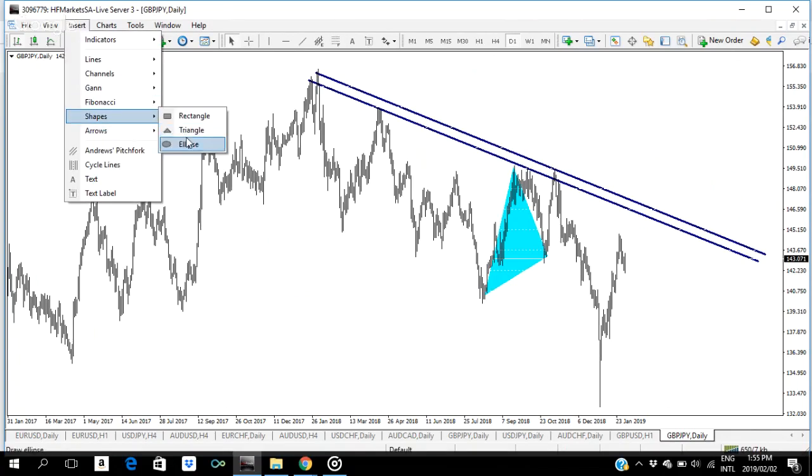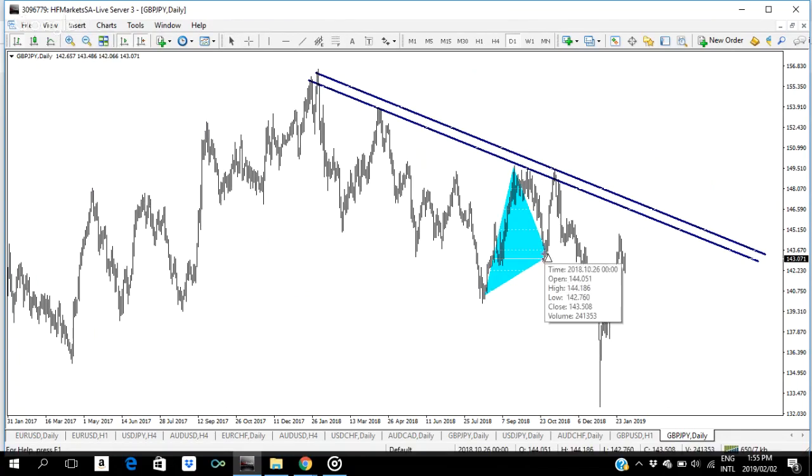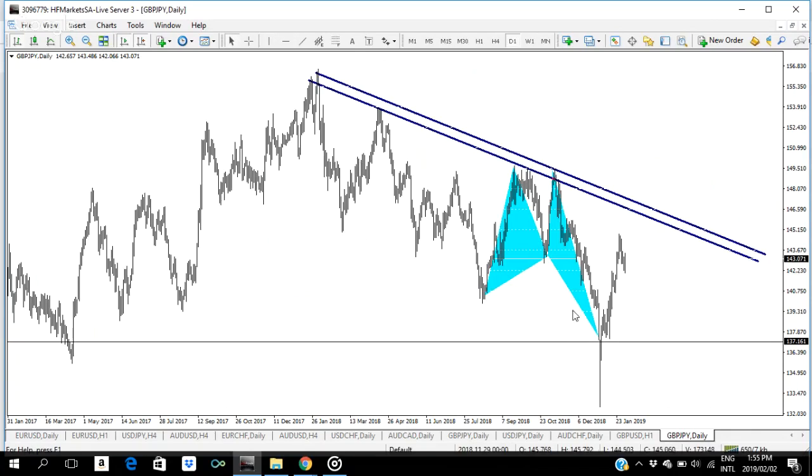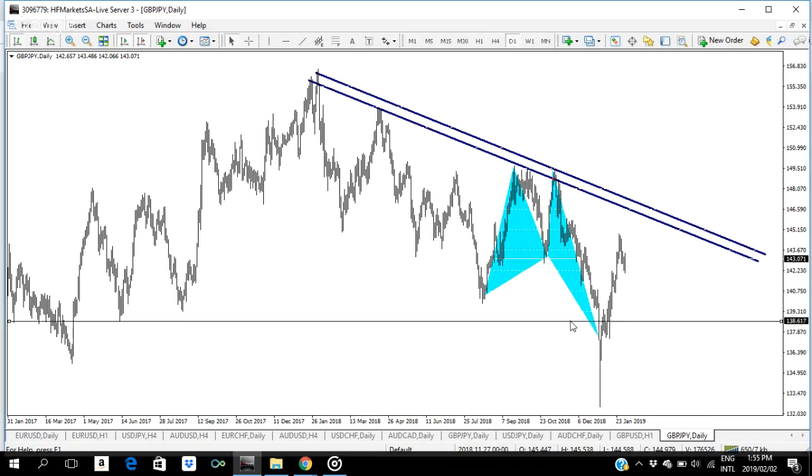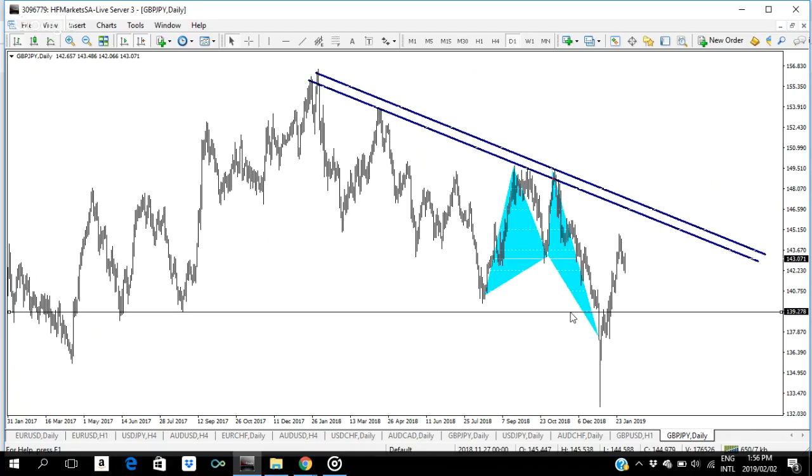Insert shapes. 1, 2, 3. Major support. Here's the major support. All right. So I would have advised you to enter with a buy here up until the trend line.